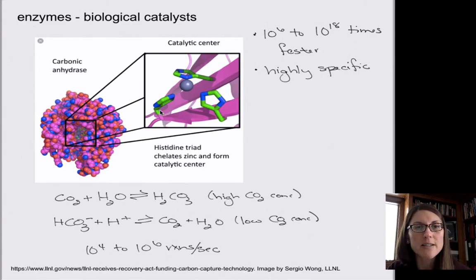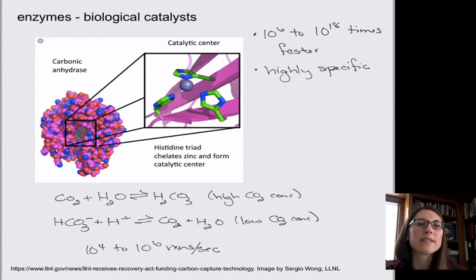And so in this case, the active site has been identified as 3 histidine residues. So that's a 5-membered carbon and nitrogen ring, and then a zinc ion. And so out of this whole molecule, the active site is this small region where the reagents are able to interact with the enzyme and speed up the process.